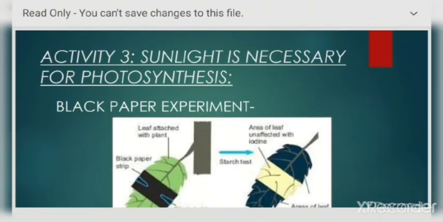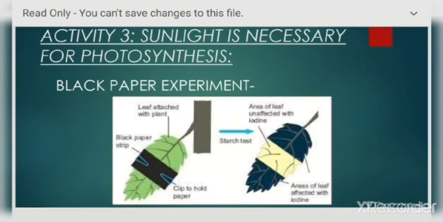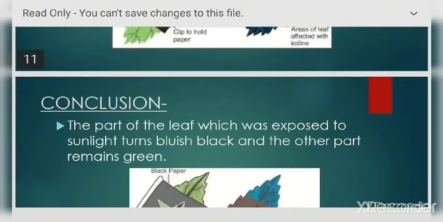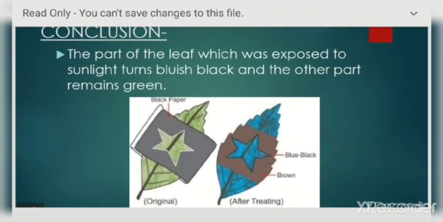Our next factor for photosynthesis was sunlight. To perform this activity, we select one potted plant and select one of the leaves and place a black paper. It is also called the black paper experiment. Place the black paper on a part of a leaf with the help of a clip and leave it in sunlight for 3 to 4 hours. After that, take out the leaf and remove the black paper and do the test for the presence of starch. For this, we have to do the same test as we have performed in activity 1.